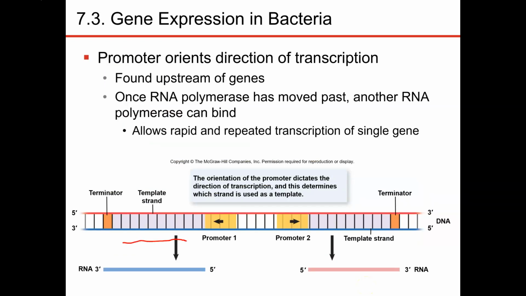So the promoter region of the DNA is going to determine which direction transcription occurs, and then will determine which of the DNA strands is considered the coding strand. Once an RNA polymerase moves past the promoter region, another RNA polymerase can bind, and so we can produce multiple copies of a single gene very rapidly.